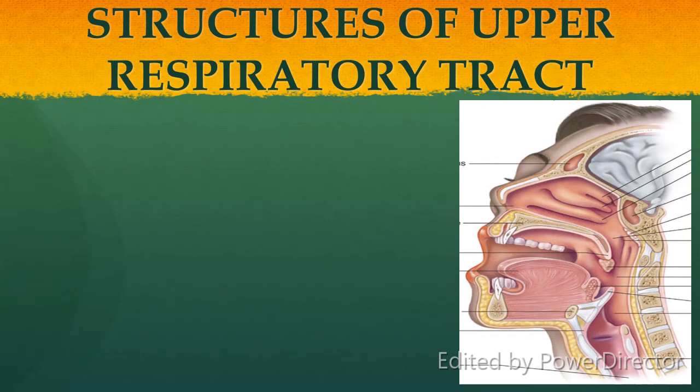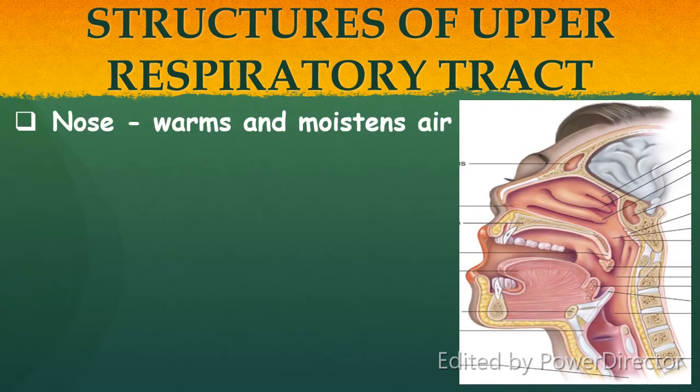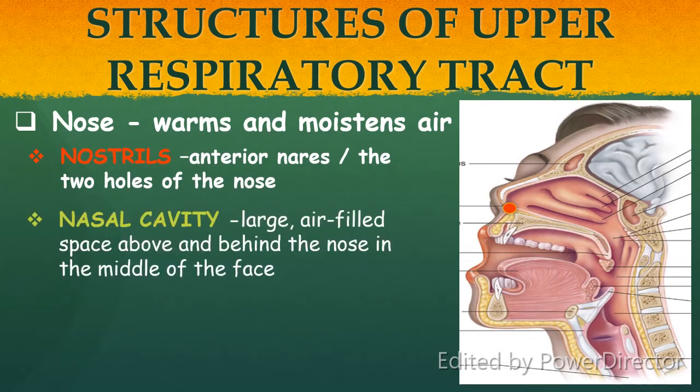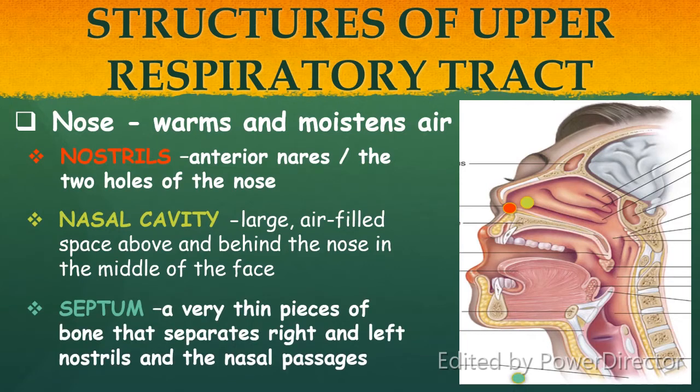Structures of the upper respiratory tract. The first one is our nose, which warms and moistens the air. Inside our nose, we can see the nostrils, also called the anterior nares, which are the two holes of the nose. The second one is the nasal cavity, which refers to the large air-filled space above and behind the nose in the middle of the face. And the last one is the septum, which is a very thin piece of bone that separates the right and left nostrils and the nasal passages.